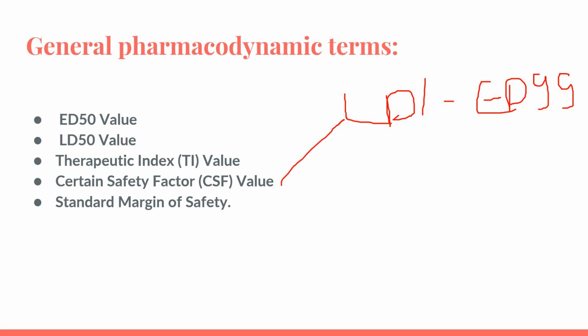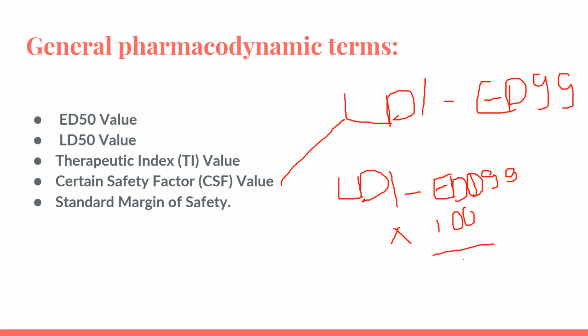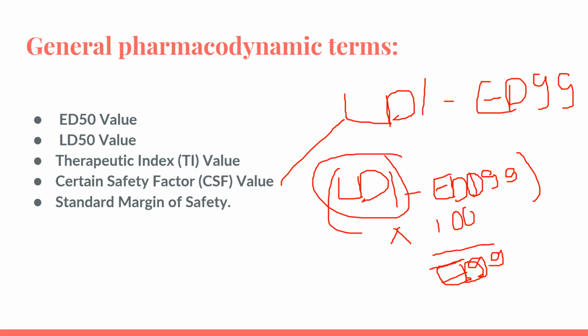The standard margin of safety is calculated as LD1 minus ED99, multiplied by 100 and divided by ED99. The standard margin of safety provides insight into the relative safety of a drug by comparing the doses causing minimal harm, LD1, to those producing therapeutic effects, ED99.